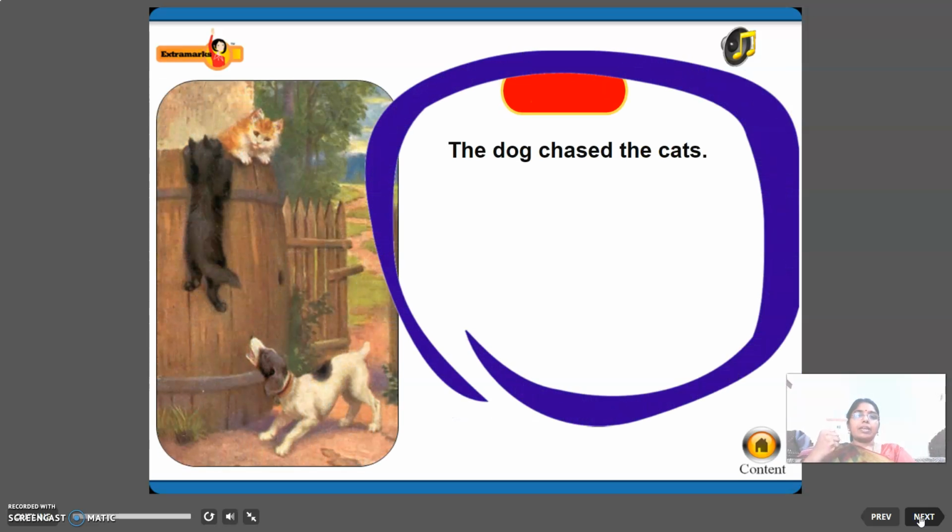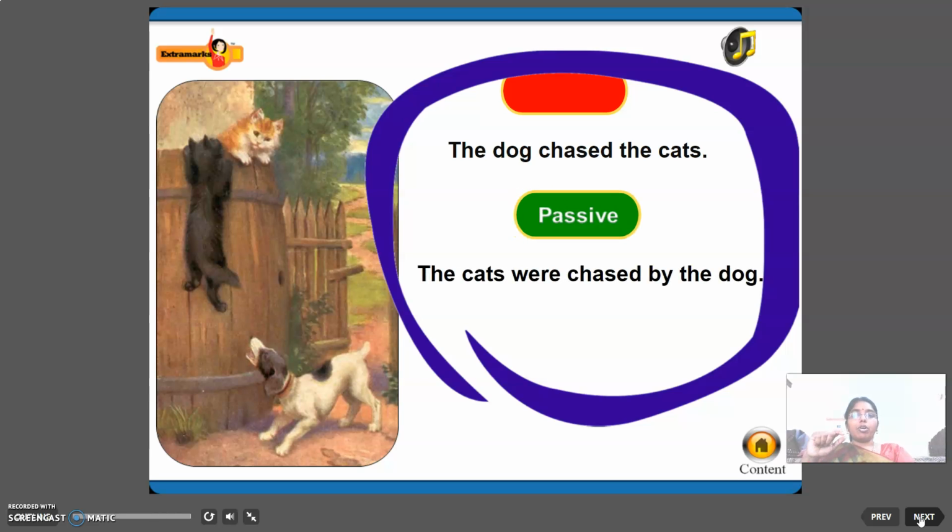Right? Now, first, see the figure. The dog chased the cats. Who is doing the action? The dog. So it is active voice. The subject is doing the action. In passive voice, the cats were chased by the dog.